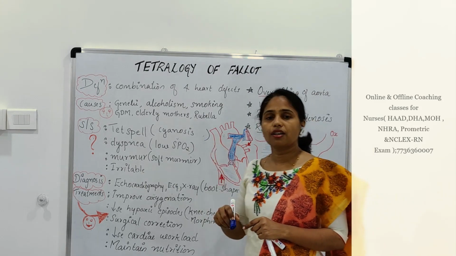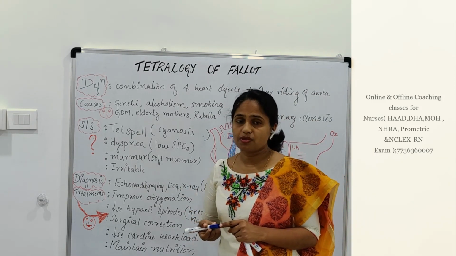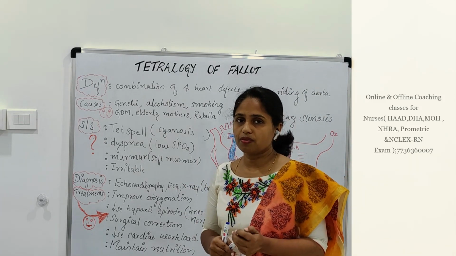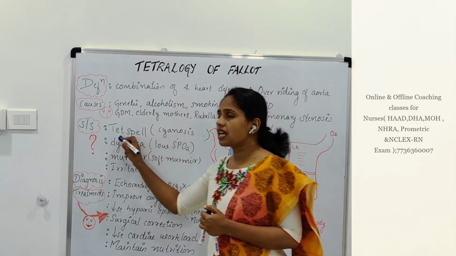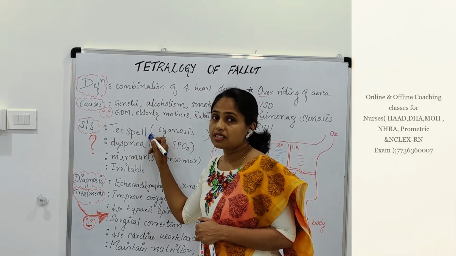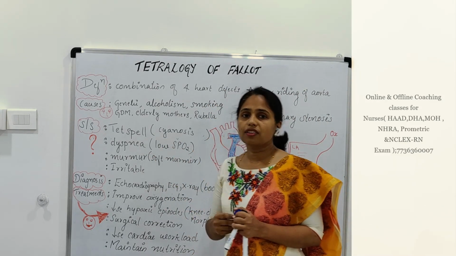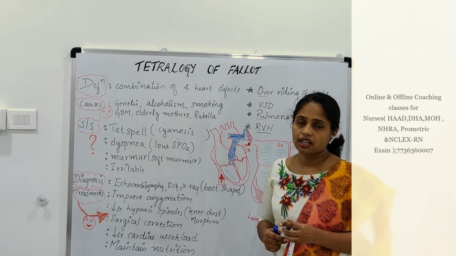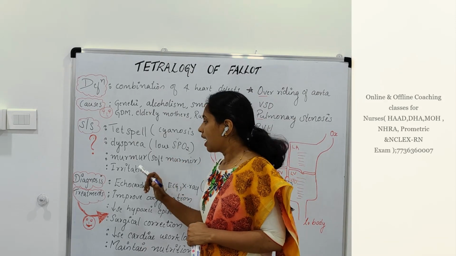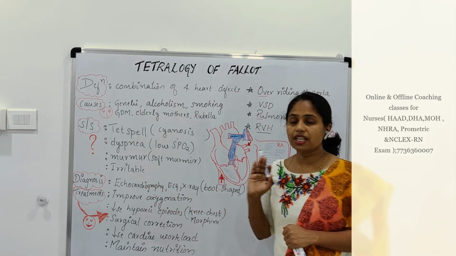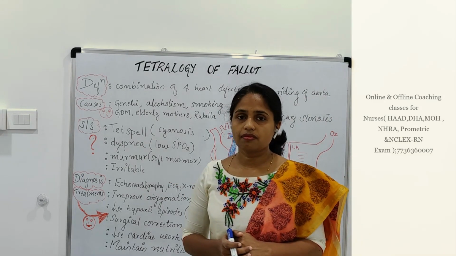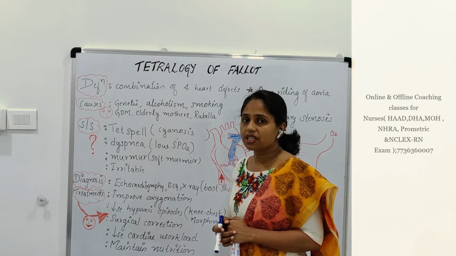Or you could see acrocyanosis. What is acrocyanosis? Cyanosis is seen only in the extremities. Fine. That is called a TET spell, or tet spell. Please remember this. Okay. And there will be breathing difficulty, dyspnea, and decreased saturation when you check. And there will be a murmur. Usually in tetralogy of Fallot, a soft murmur is expected.